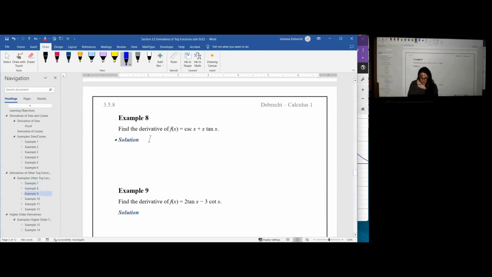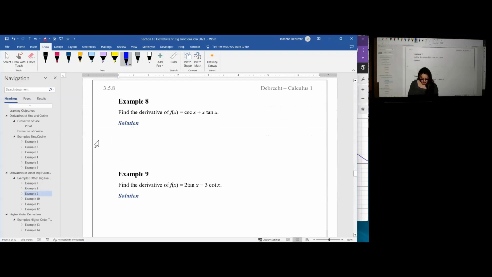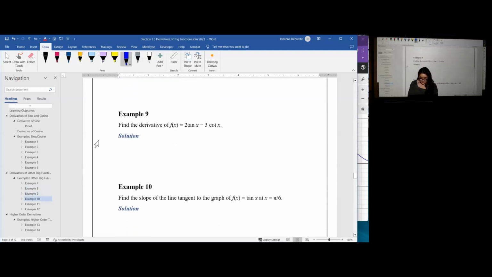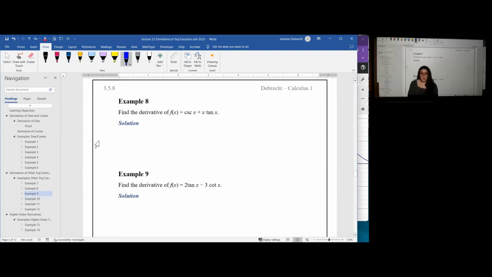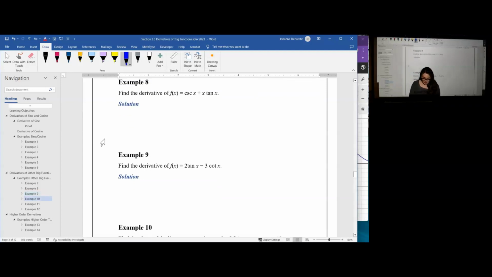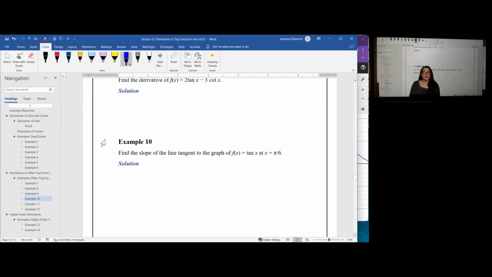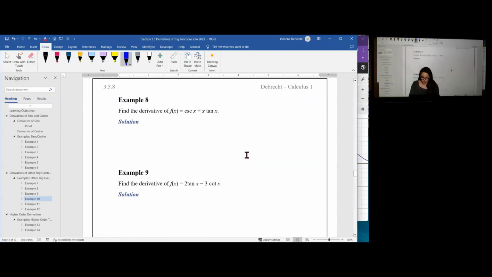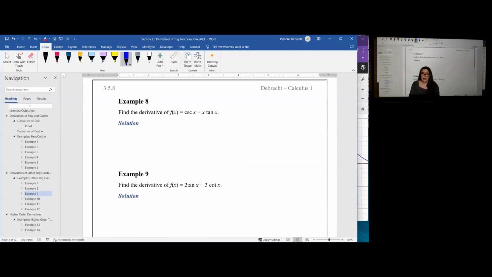Let's now turn our attention to examples 8, 9, and 10. In 8 and 9, you're to use the derivatives of cosecant, tangent, and cotangent, and the product rules, difference rules, and sum rules for derivatives. In example 10, instead, we're looking for the slope of the tangent line at a particular point. We worked several examples like these, so pause the video now to try these examples on your own. Here again are examples 8 and 9.